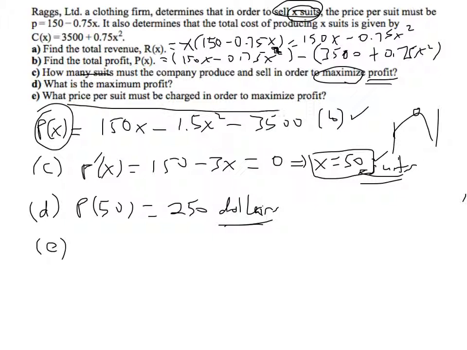What price per suit must be charged to maximize profit? Well, remember, this is the price demand equation, so if you know one of the variables there, you know the other one. The little p here stands for price, not profit, and so price is related to x, and x is 50. So that's going to tell us the price we ought to charge is $112.50.